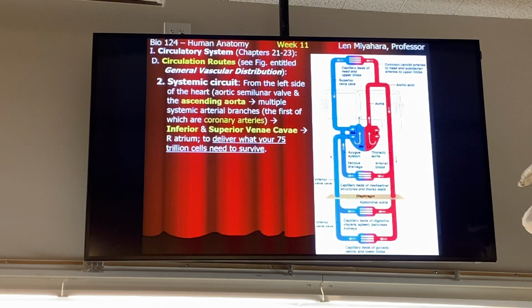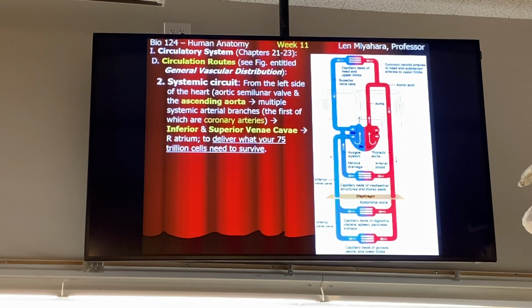Well, 2 of them are up there. Superior vena cava, 1. Inferior vena cava, 2. Ascending aorta, no, that's 1 out. Okay. Think atrium, right atrium. That's where the systemic circuit returns. Right atrium. Is this the right atrium?